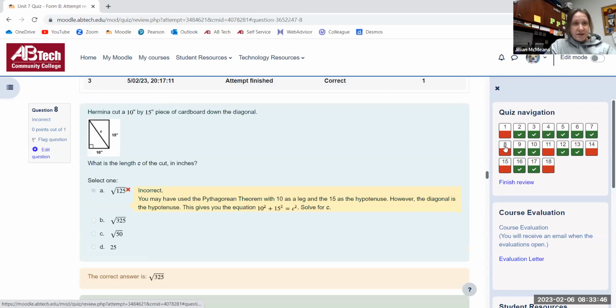All right, question 8. Somebody cut a 10-inch by 15-inch piece of cardboard down the diagonal. What is the length of C? Let me recreate this on the whiteboard. Hold tight. C, 10 inches, 15 inches. You would have to use the Pythagorean theorem for this one.